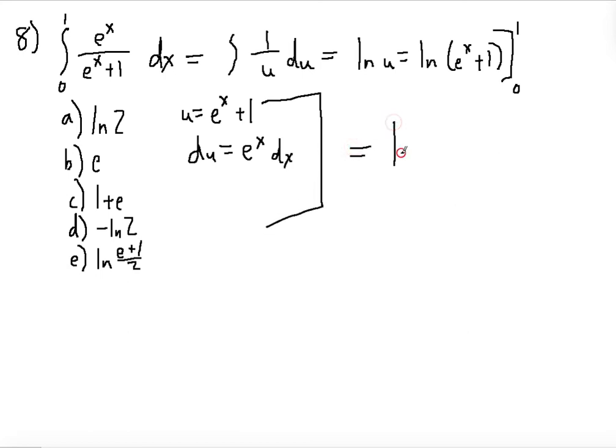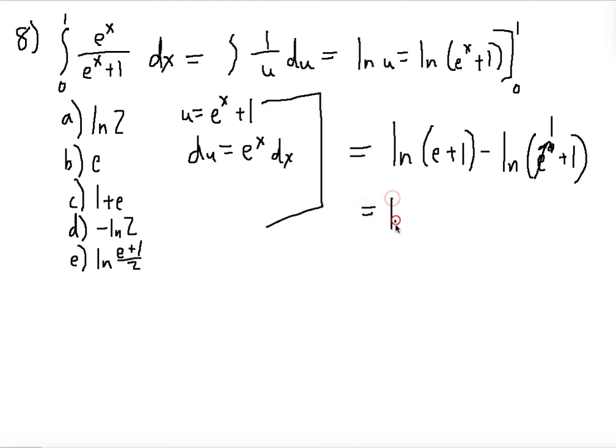So we're going to plug in our bounds and we're going to have natural log of e to the 1, or I'm just going to say e, plus 1, minus the natural log of e to the 0 plus 1. Remember, e to the 0, anything to the 0 power is equal to 1. So really what we have here is the natural log of 2.